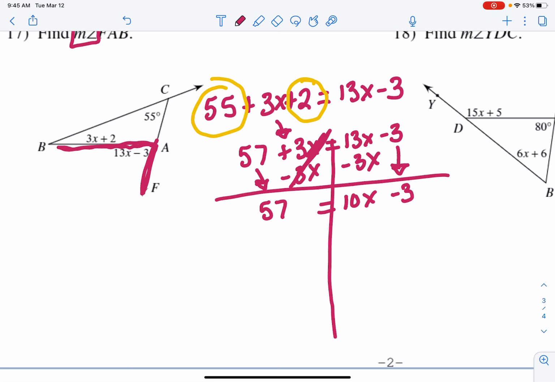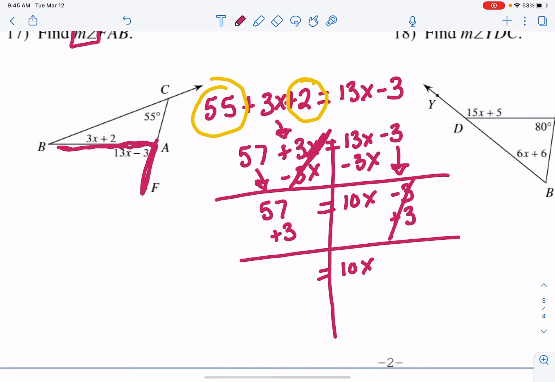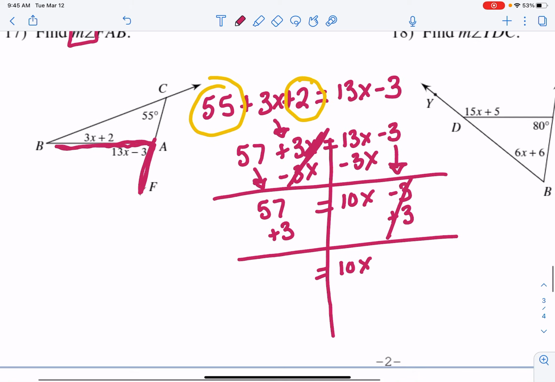We now have a two-step equation. I see multiplication and I see subtraction. We're first going to do the opposite of either add or subtract. So we're going to add 3 to both sides. And that cancels out the 3's on the right-hand side. And on the left-hand side, 57 plus 3 is 60.